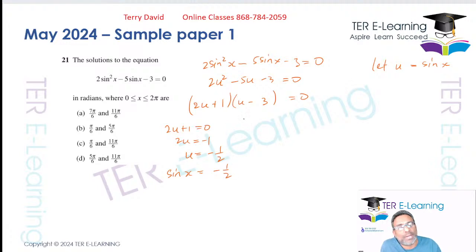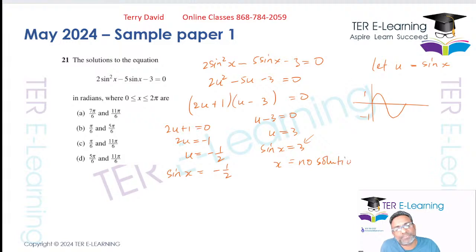And on the other side, we have u minus 3 is equal to 0. So therefore, u is equal to 3. So sine x is equal to 3. Therefore, for this one here, by the way, for the multiple choice exam, you need to know how the graph of sine x looks. It looks like this. The largest value is 1. The smallest value is negative 1. So if you see 3 here, that's not possible. So there's no solution for this one.